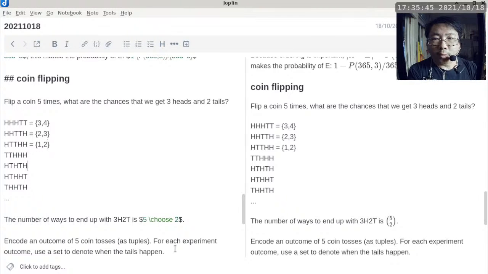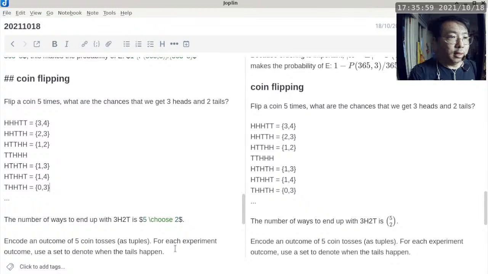So let's pick one that has an interleaving. This one is 1, 3. This one here is 1, 4. And then finally this one here is 0, 3. And so on. So are we doing okay?